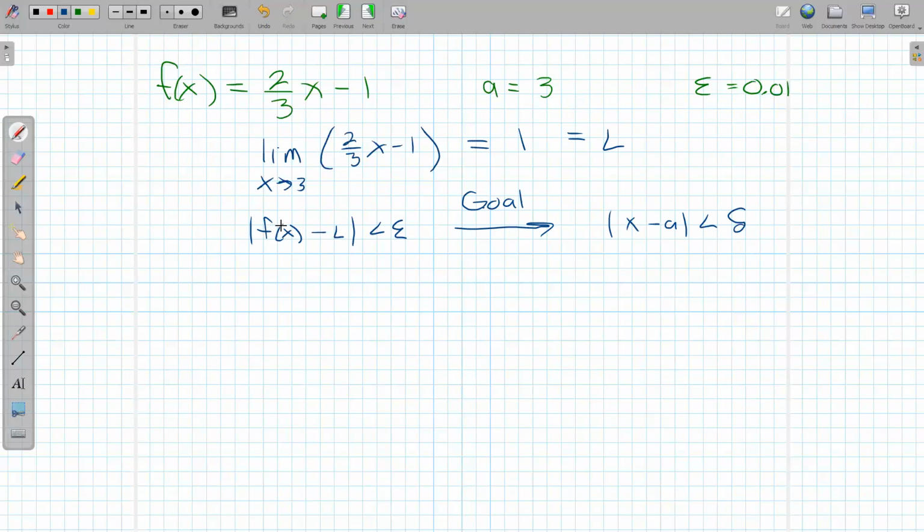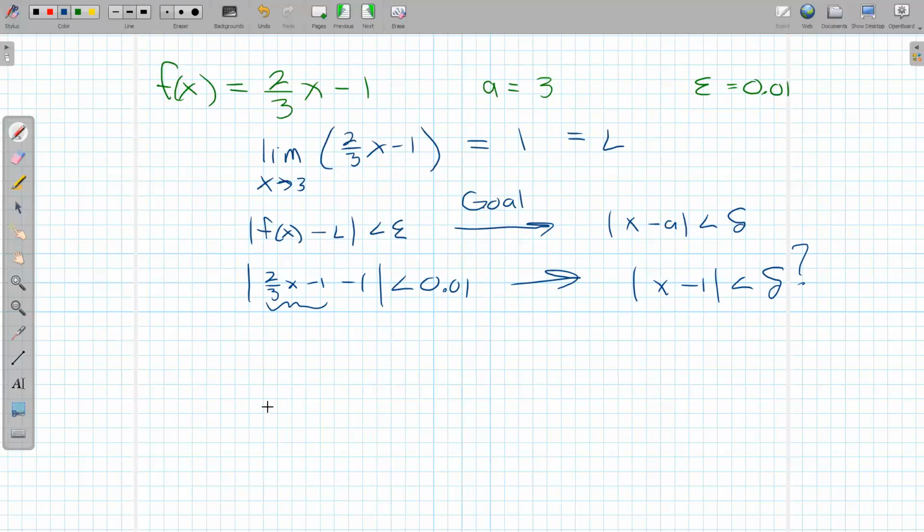And so I usually like to write both the original and the goal with the actual numbers. So that's going to give me 2/3 x minus 1, and then minus 1 again for L. So here's my f of x, right? And there's my minus L. Inside the absolute value is less than 1/100th. And I need to get that to look like absolute value of x minus 3 is less than delta. And then I should be able to figure out what delta is once I clean this up.